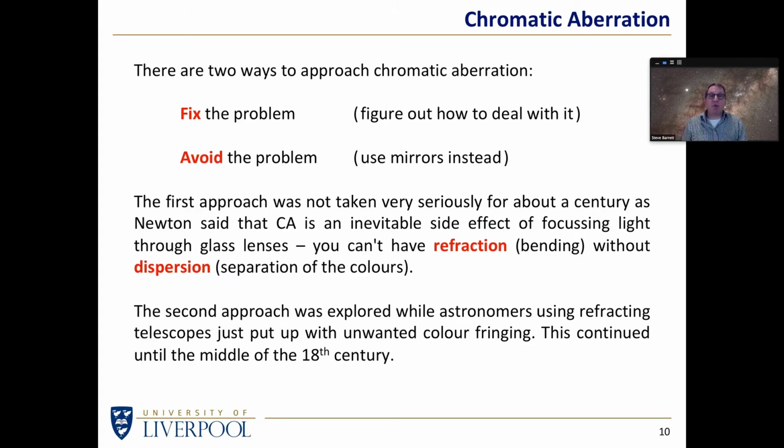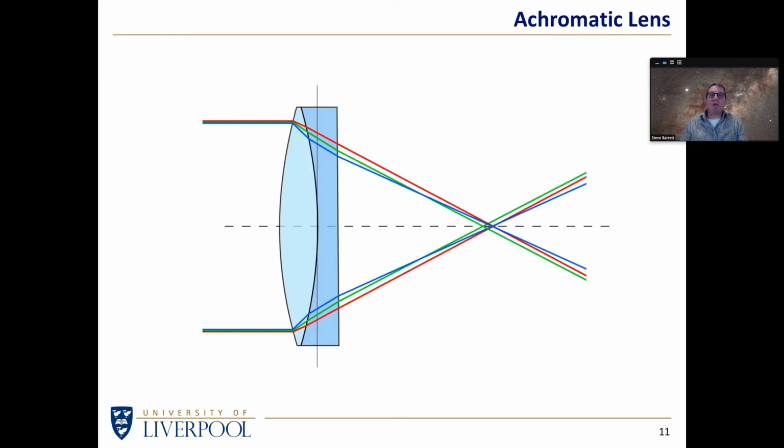So the second approach was explored, whilst those astronomers that were using refracting telescopes simply put up with the unwanted colour fringing. And that continued until something like the middle of the 18th century, at which point it was realised that if you start combining lenses, especially lenses of different refractive index, and one example of a pairing would be crown glass and flint glass, they refract light in different ways because they have different refractive index, and they also spread the light in different ways. In other words, the different angles for the different colours is different in crown glass and flint glass.